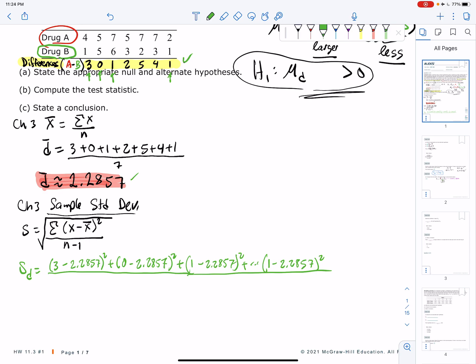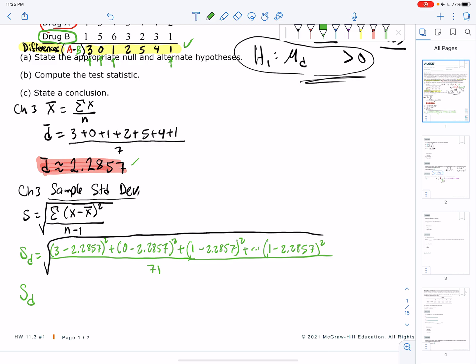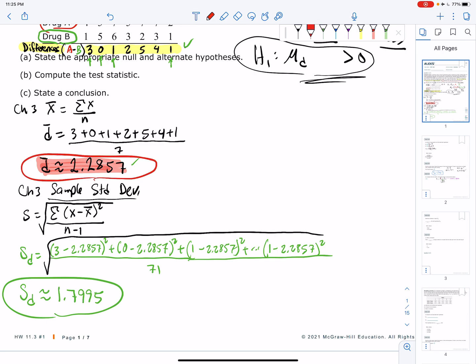The formula says divide it by n, my sample size. How many are in the sample? 7. So it'd be 7 minus 1. And that whole value gets square rooted. And so when I look at the standard deviation of the differences, I get approximately 1.7995. And I'm going to circle that. I think it would have been better if I just circled this one. So those are the two pieces of information that I need.